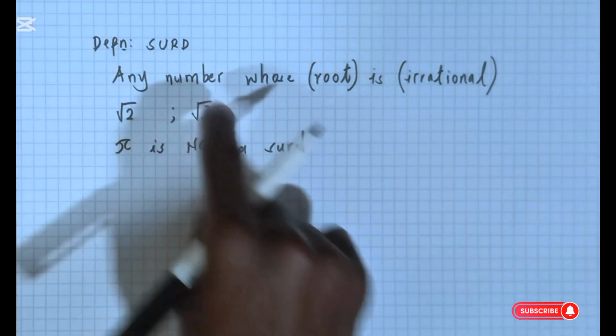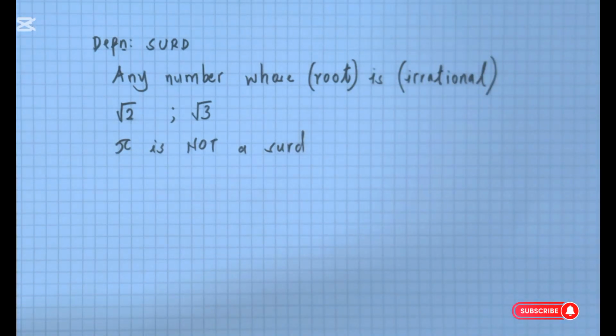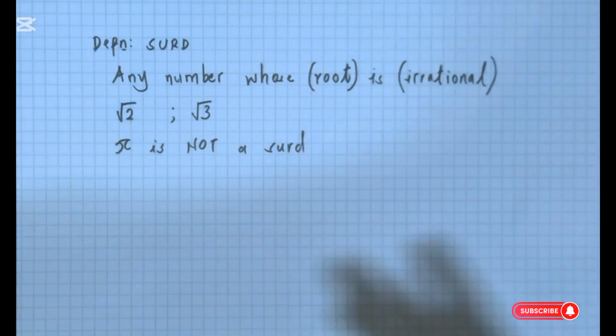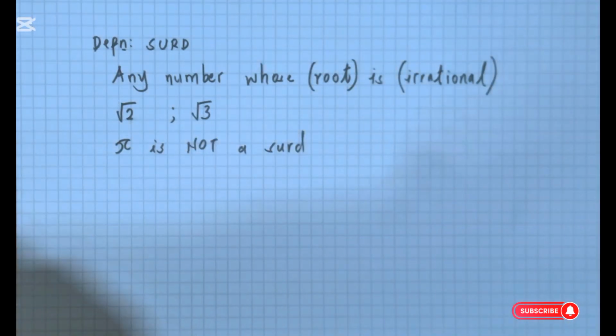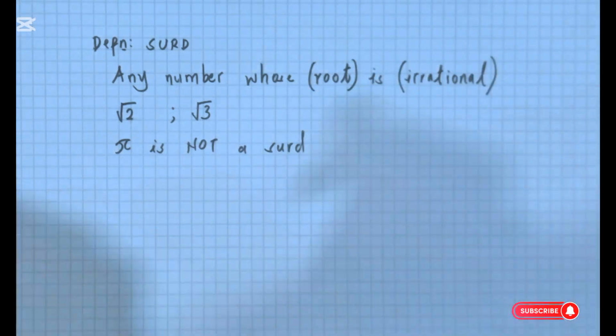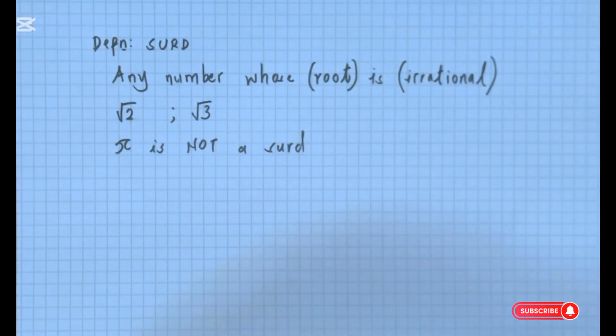So any number whose root is irrational is what we call a surd. For example, we can talk of root 2, we can talk of root 3, we can't talk of root 4. Why? Because the root of 4 is 2, and 2 is a rational number. It's a number that can be written as a fraction.